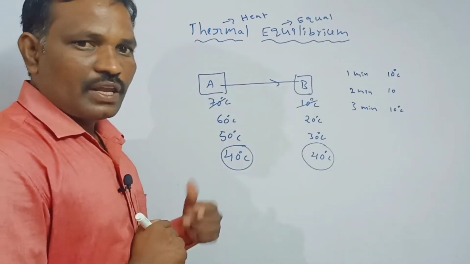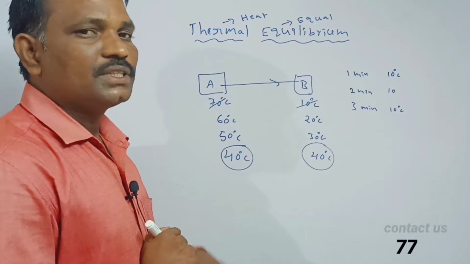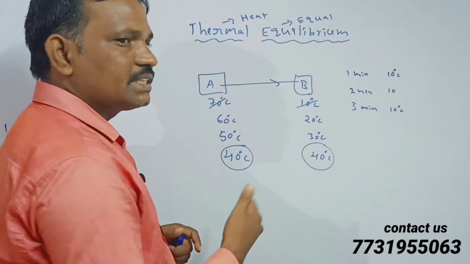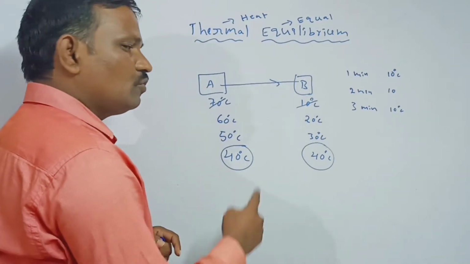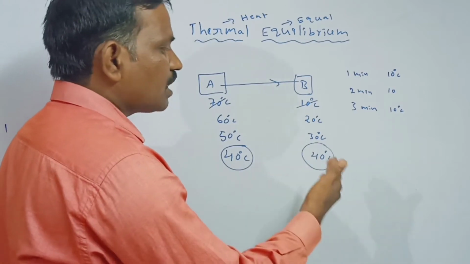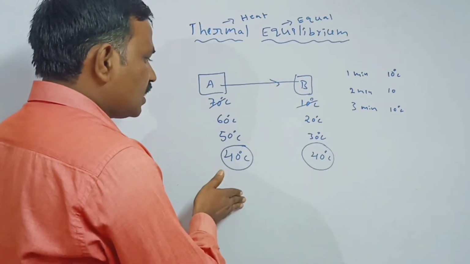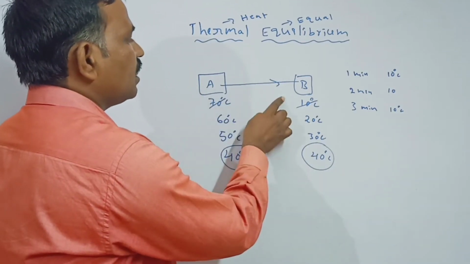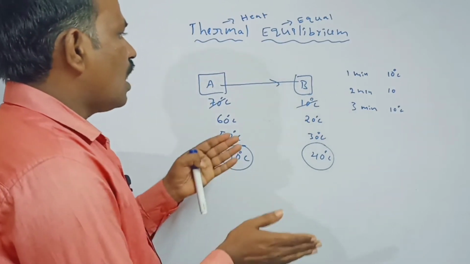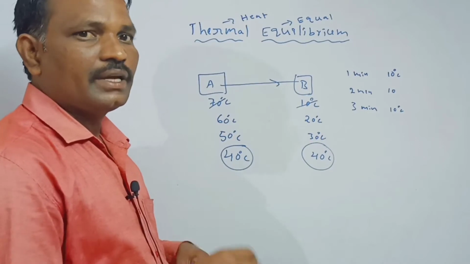See, when can we say that objects are in thermal equilibrium? When two objects are at the same temperature. When two objects are at the same temperature, we can say that the objects are in thermal equilibrium. In this context, object A and object B are both in thermal equilibrium. So, based on this concept, we may get questions like this.